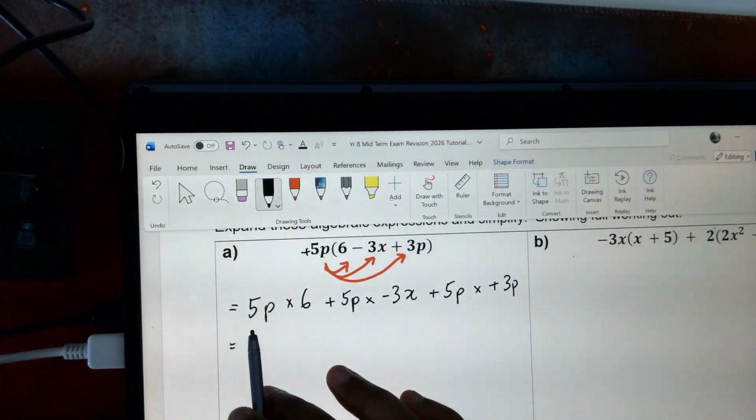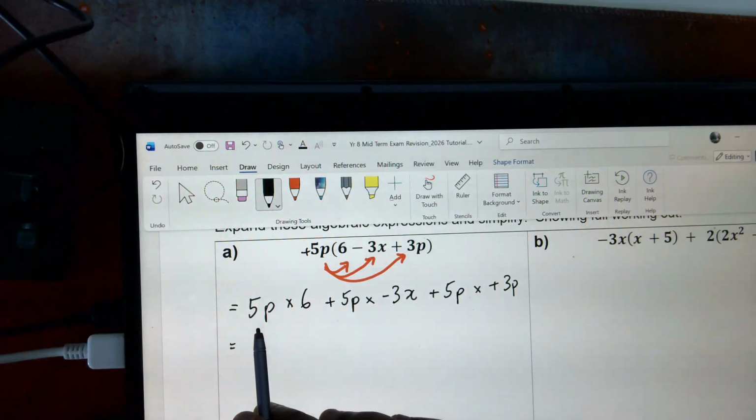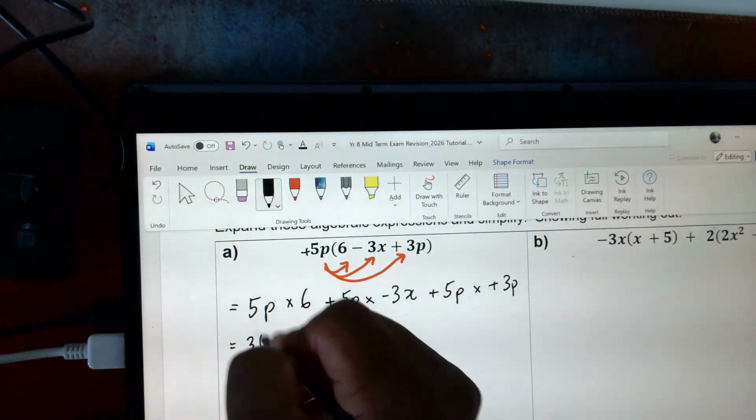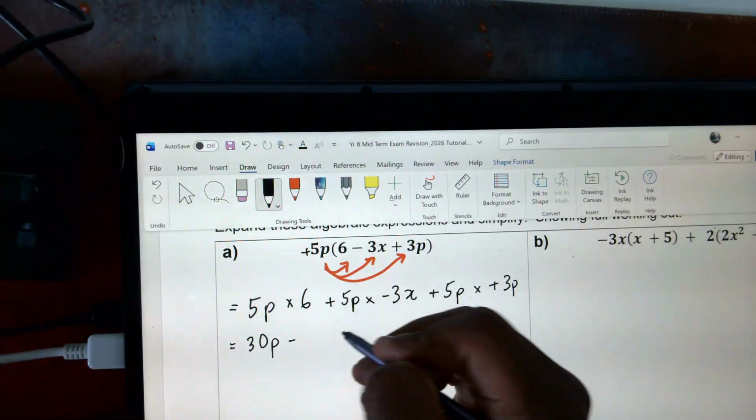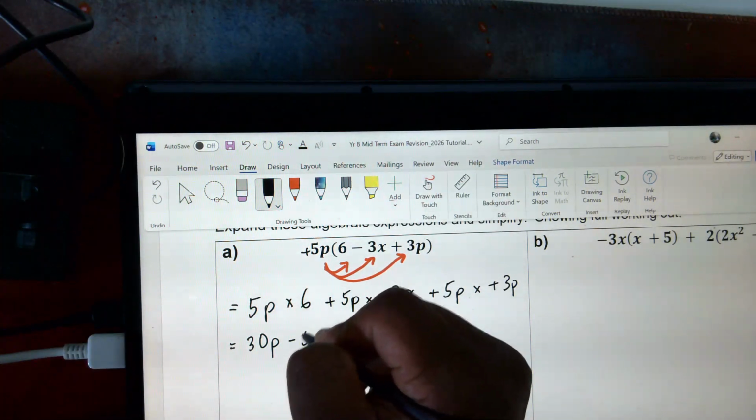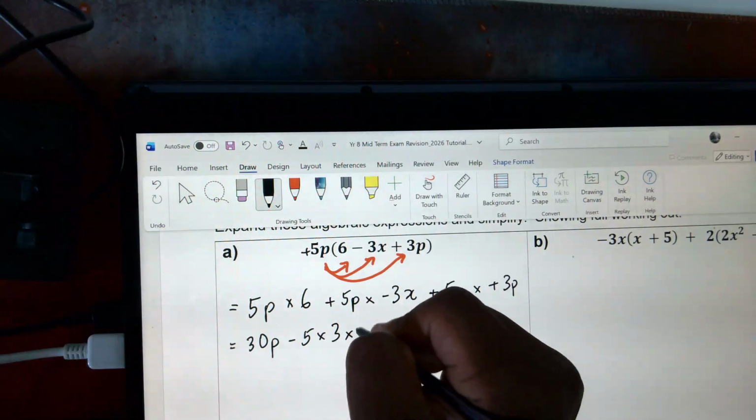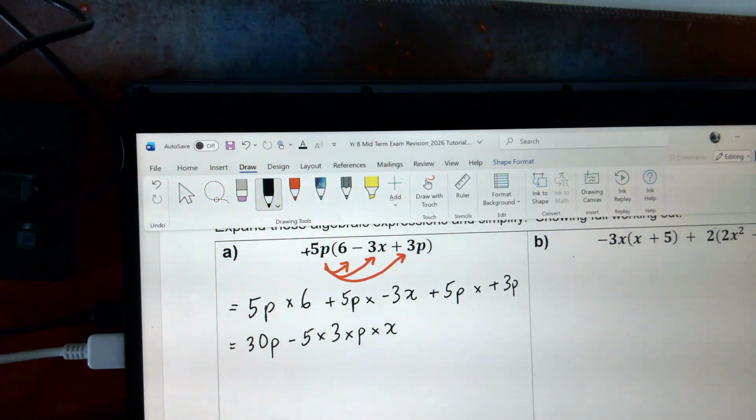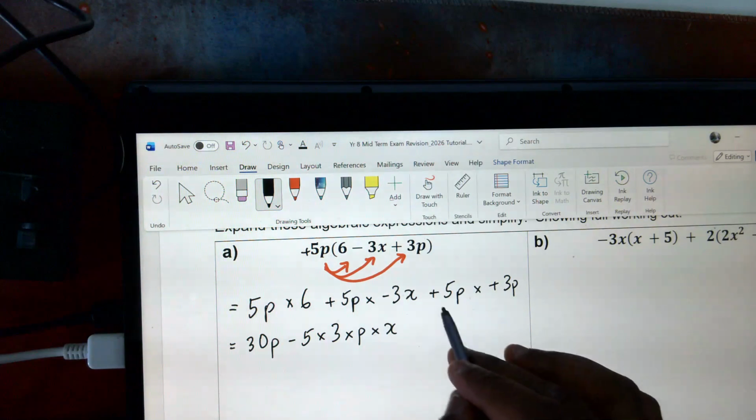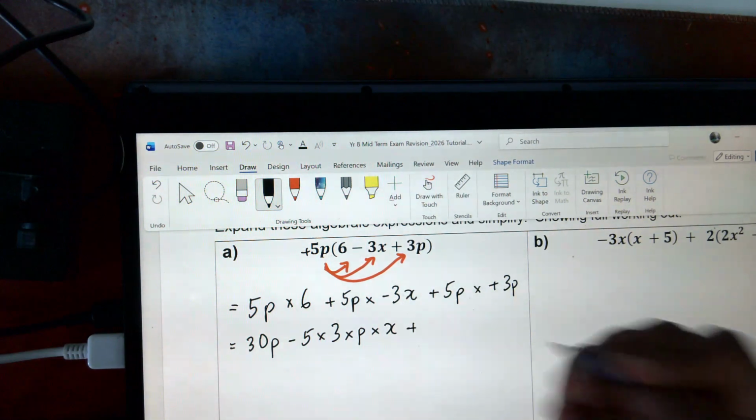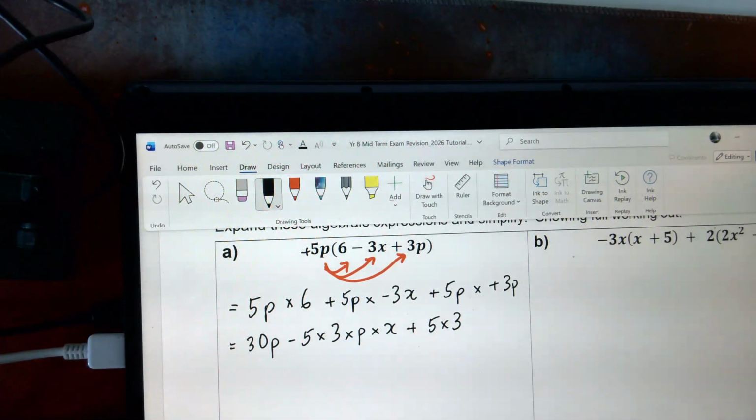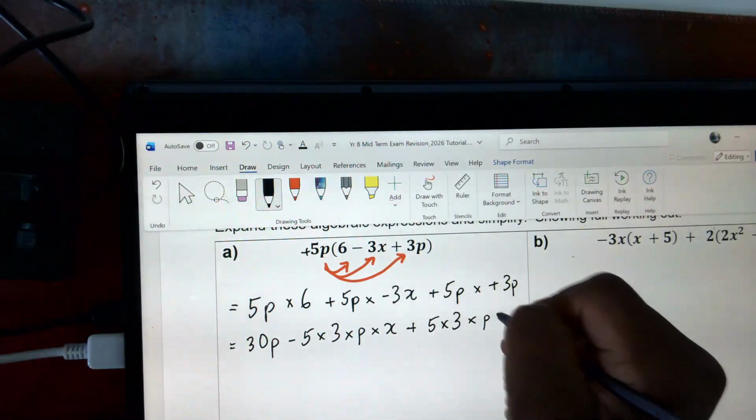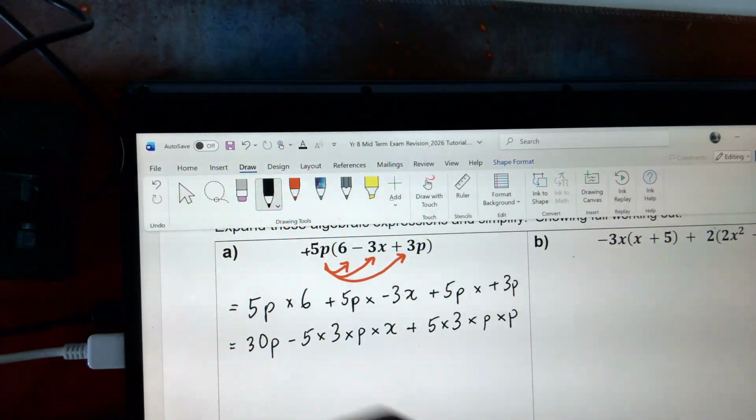And I know here 5 times 6 is 30, and so this is 30p. I know a positive times a negative will give me a negative, and then it's 5 times 3 times p times x if I was to write it out. And again, I've got a positive times a positive, so that will be a positive. Multiply my coefficients together, 5 times 3 times p times p.